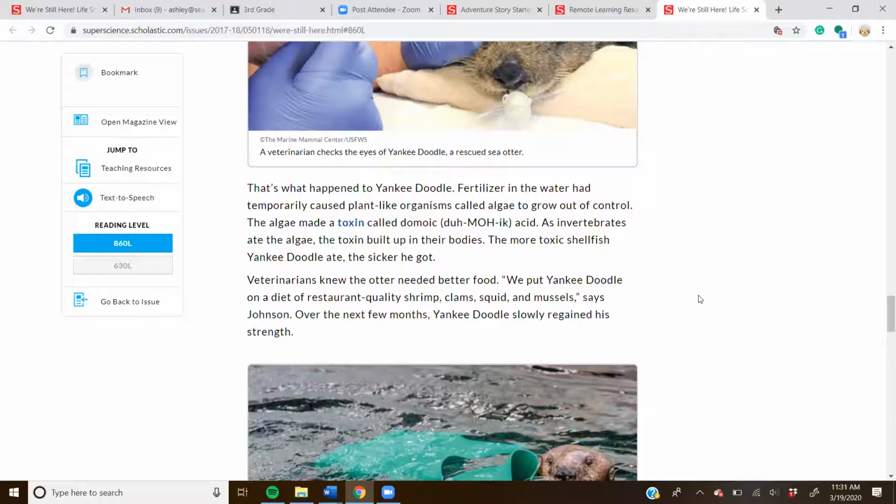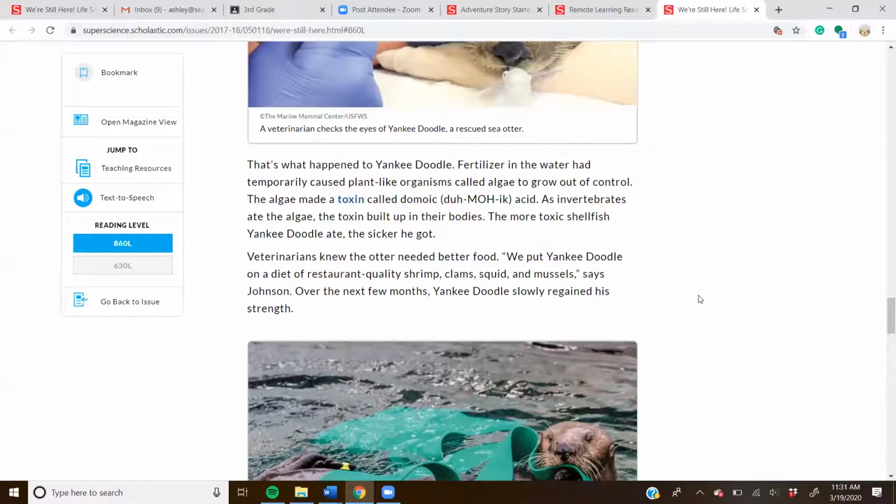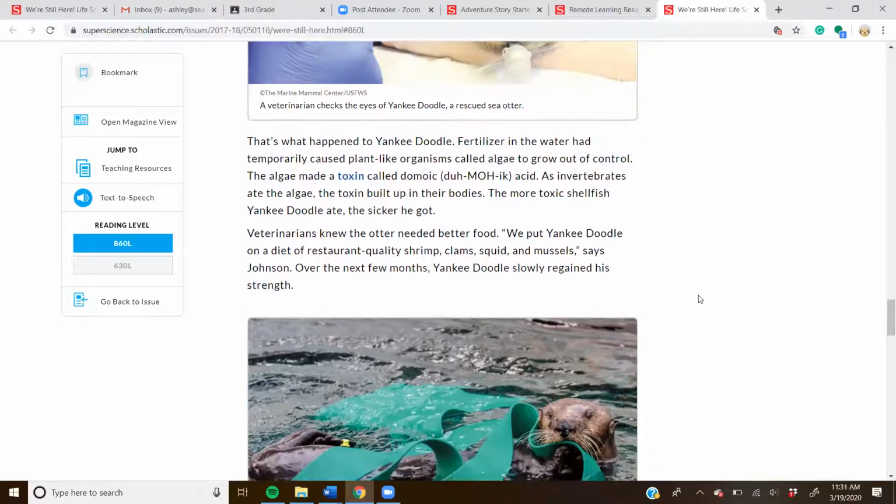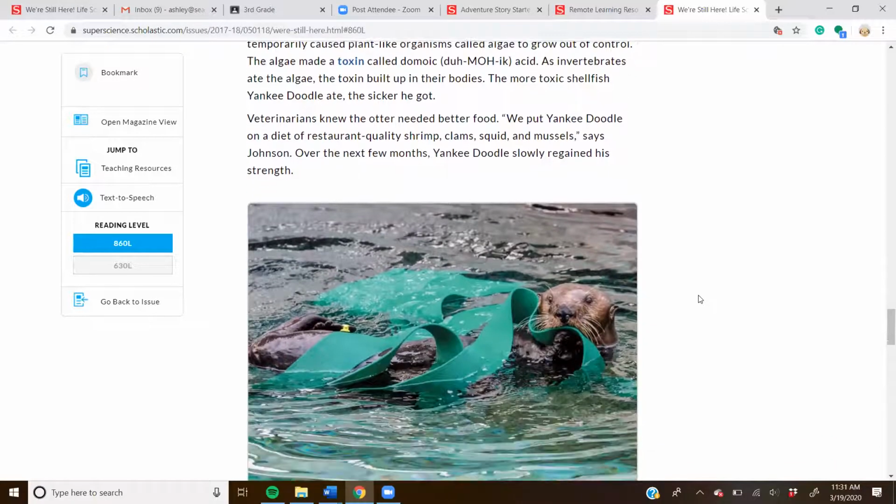Veterinarians knew the otter needed better food. We put Yankee Doodle on a diet of restaurant quality shrimp, clams, squid, and mussels, says Johnson. Over the next few months, Yankee Doodle slowly regained his strength.